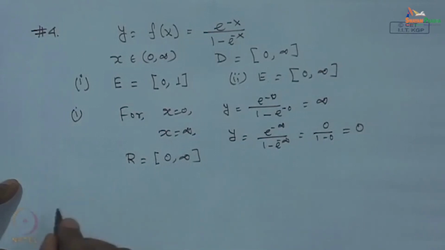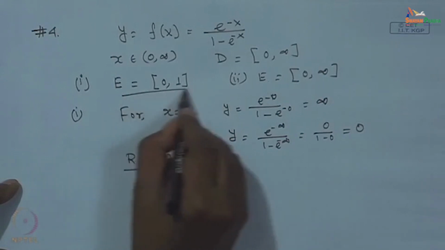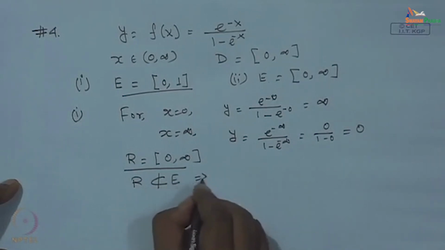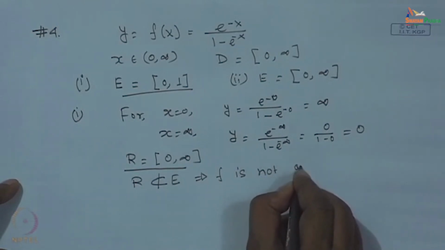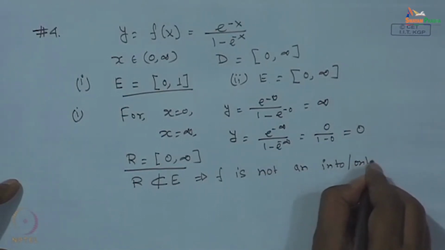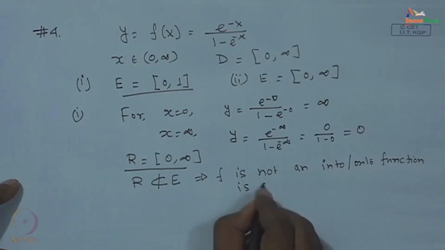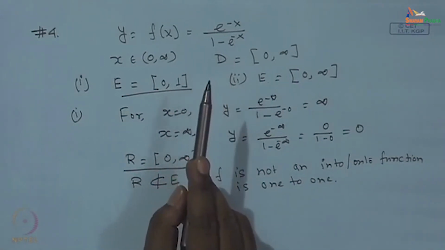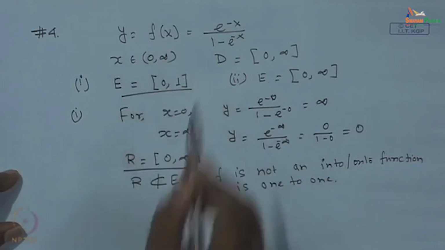So, in case 1, R is a bigger set compared to E. Therefore, R is not a subset of E. So, f is not an into function, neither is it an onto function, but it is one to one, because for every value of x there exists a unique value of y.